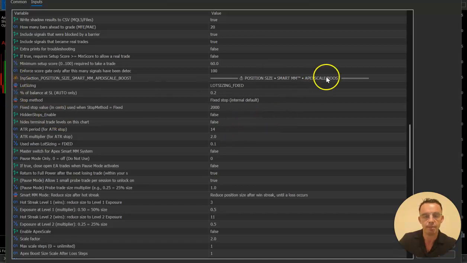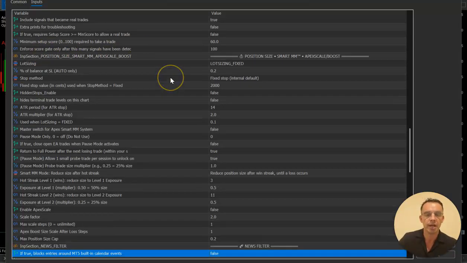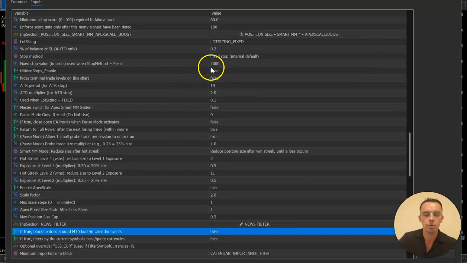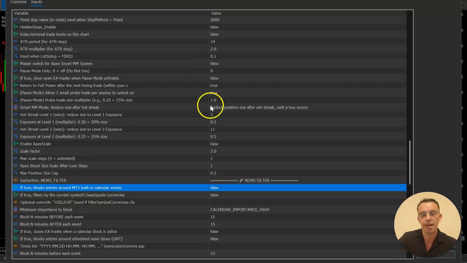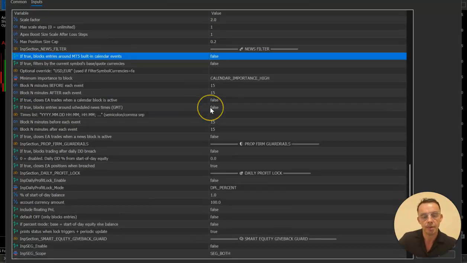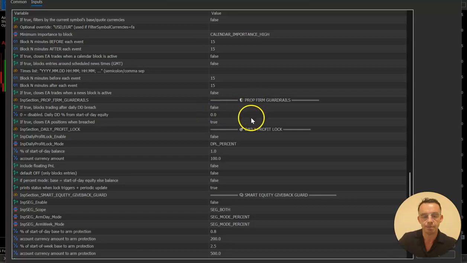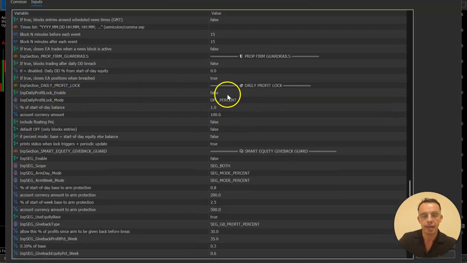This is one of the main components of the Apex11 system: position size, smart money management, and Apex Scale and Boost. So this is what's going to start consistently growing your account over time. Not guaranteeing results, but if you do follow the stats, follow what the AlgoVault Quant and AI engine tells you to do, then there's no reason why you can't consistently grow and get in, get green, and get out the majority of trading days.